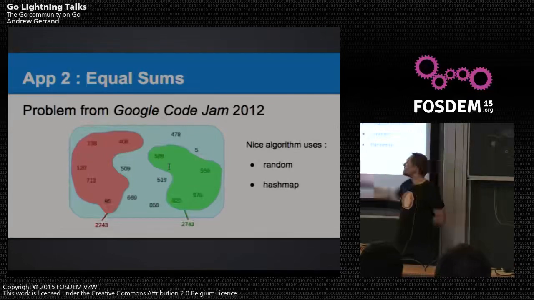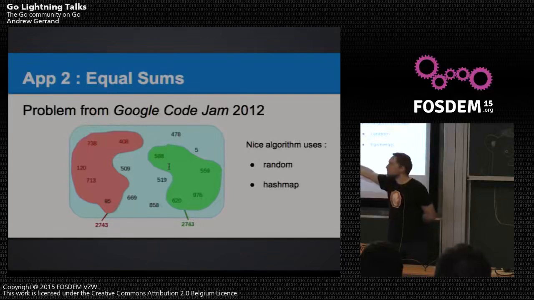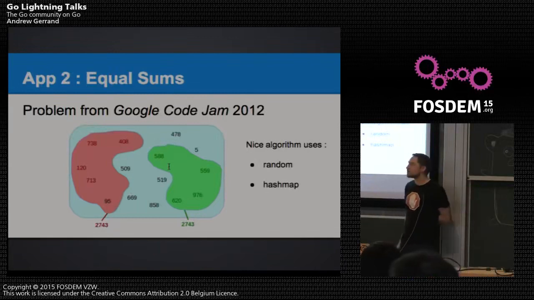So a subset is a potato. You have here a red potato and a green potato. Their sum for both is 2,743. So this solves this sample problem.